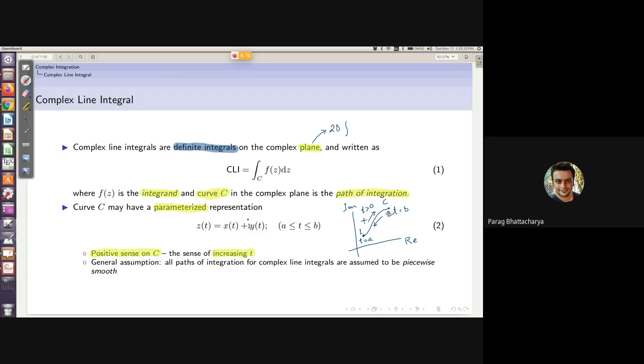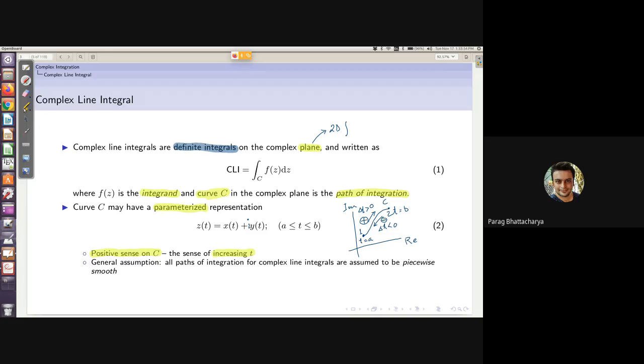And in the other direction, if you come from 2 to 1, you're going from t equal to b to t equal to a. That means in this case t is decreasing. So t is increasing here and decreasing there, and this is taken as the negative sense. So positive sense is here and negative sense is here. This is how we define whether the sense of moving along a particular path is positive or negative.